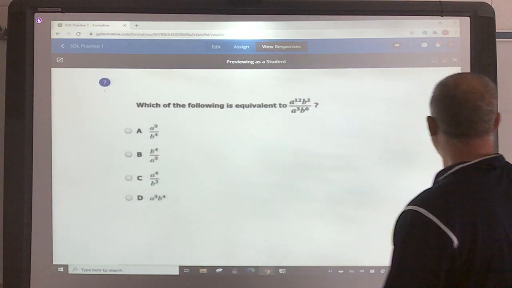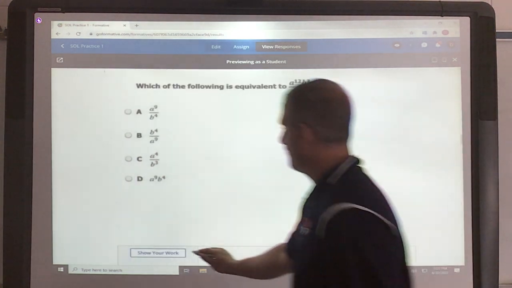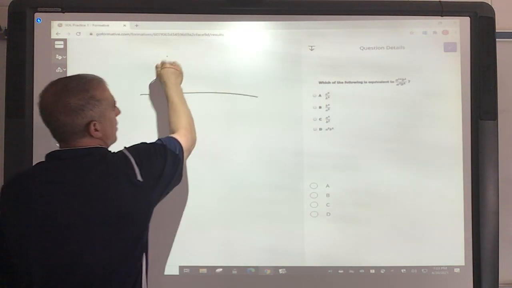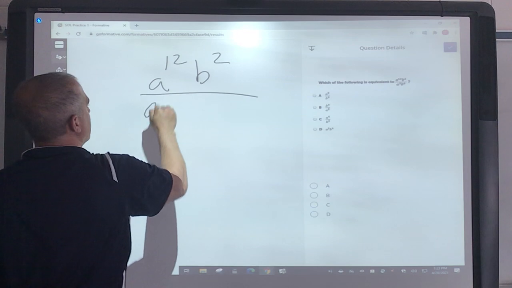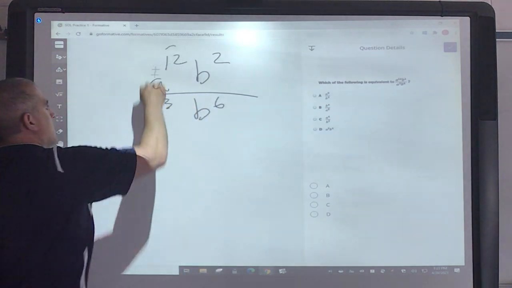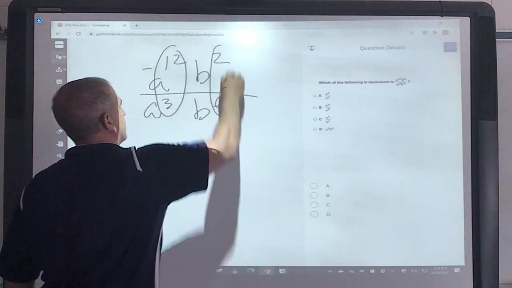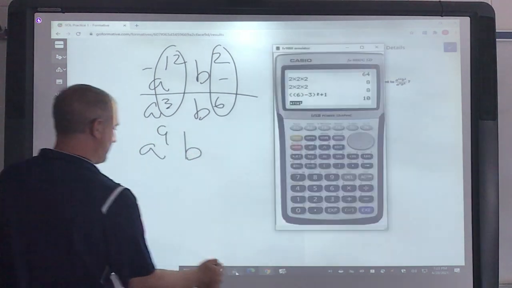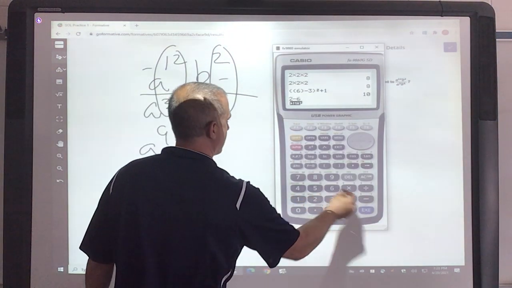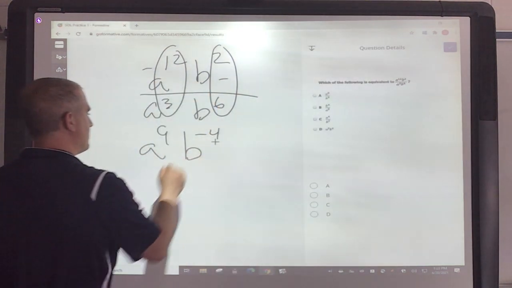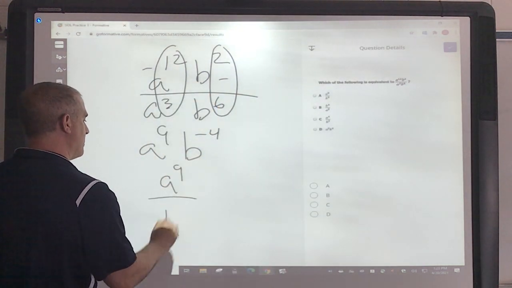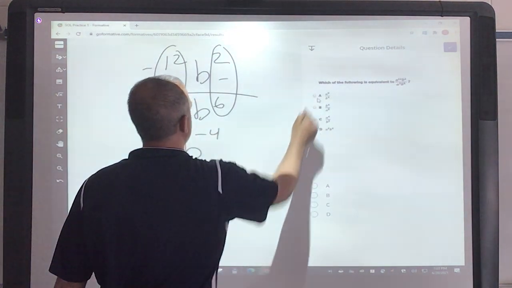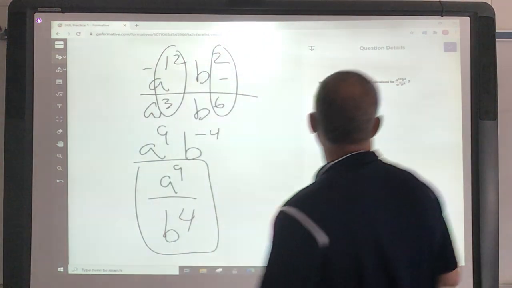Question number 7. I got A12, B2, A3, B6. Remember, we would subtract these. So I got A to the 9, B, 2 minus 6 is negative 4. Well, what does that negative do? That moves the B to the 4 underneath. So the closest answer to that would be answer A.